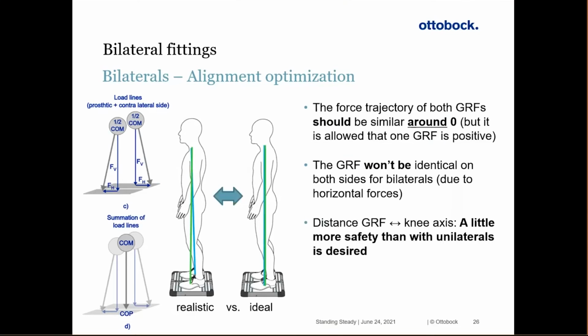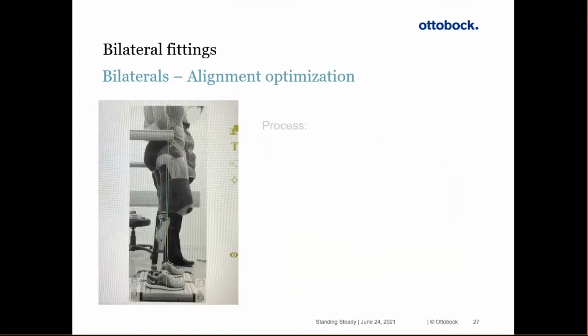And we're looking at both the horizontal and the vertical component of the ground reaction force. So we're able to really see with an objective measure, not just a subjective measure, where the ground reaction force is in relation to the prosthesis. A little more safety than with unilaterals may be desired, and we aren't going to worry too much about the midfoot. It's not going to be our main focus. A lot of times I'll still tell people, do your alignment. This is just a tool. If you have access to it, great.